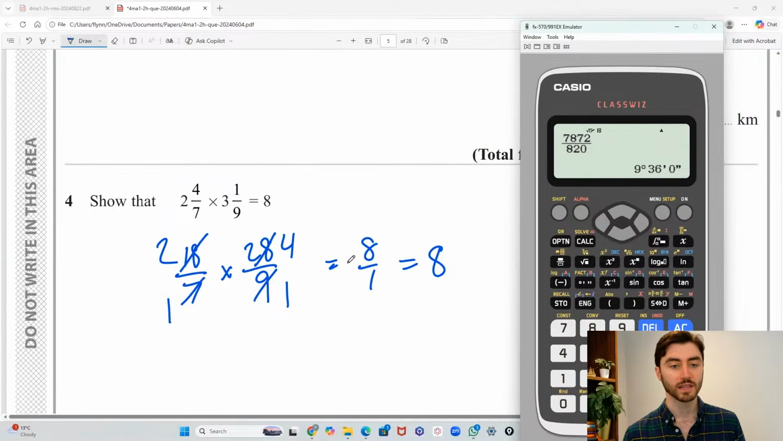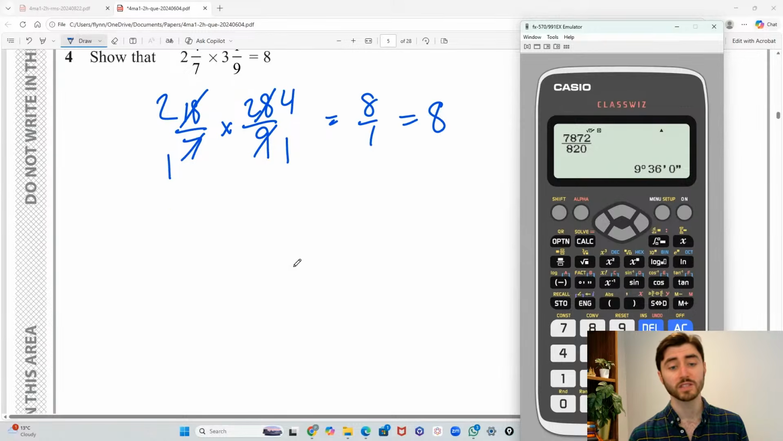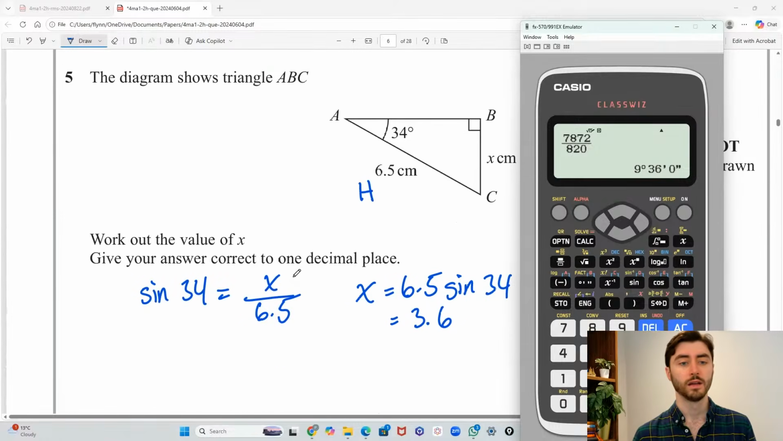Show that that is the case. Well, we know that's the case, and I did show it correctly by getting the improper fractions there and simplifying down. And to show that, so I already knew it was correct. Here I got an answer of 3.6.